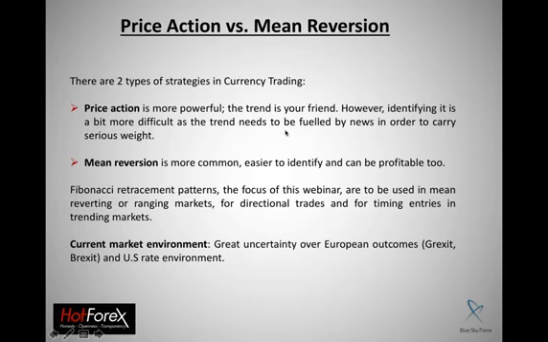Now, there are two types of markets that you will encounter, either trending markets or ranging, also known as bouncing markets or range bound. And you can use Fibonacci in both types. Generally speaking, Fibonacci retracement patterns, which is what we're going to discuss today, are the focus of this webinar, and they are used mainly in ranging markets or mean reverting or bouncing markets. Okay?